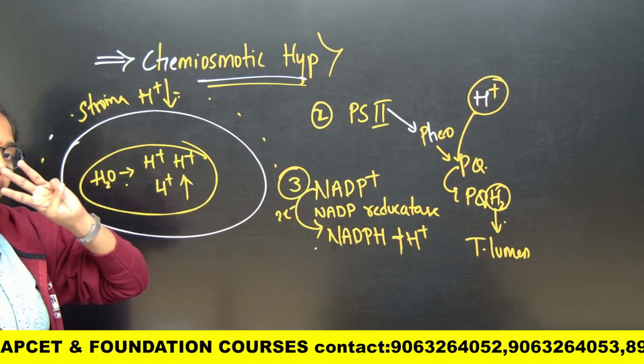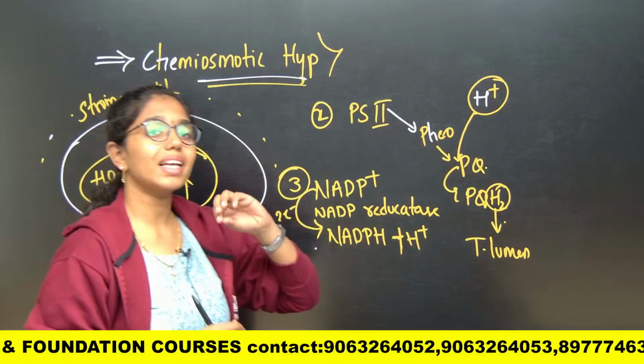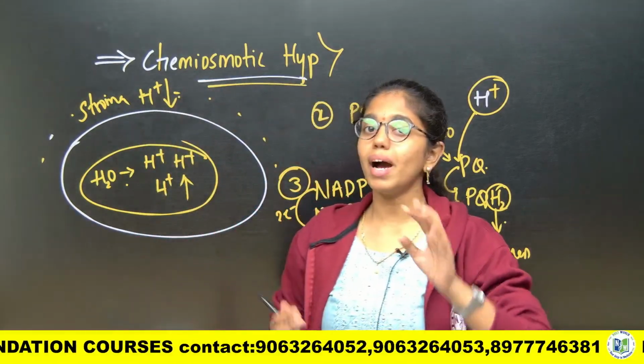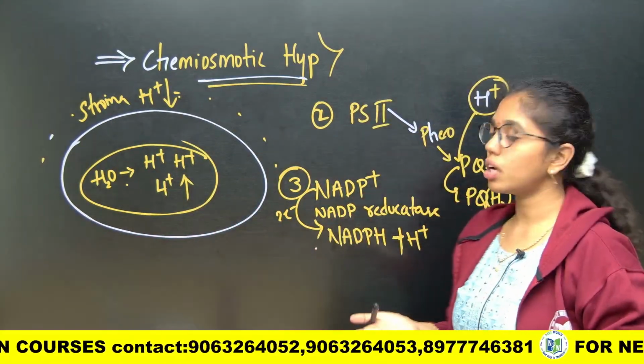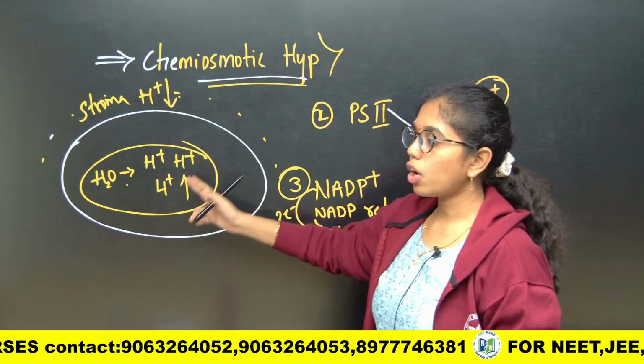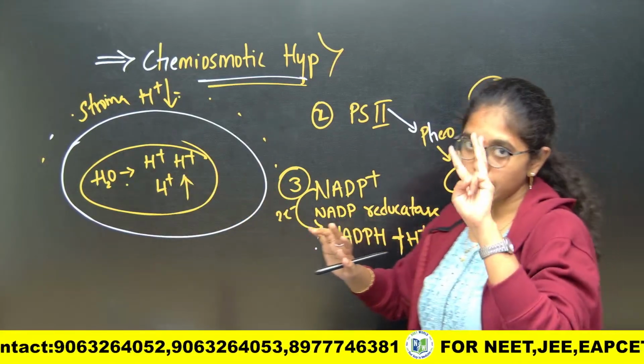So, because of these 3 reasons, the proton concentration gets completely lowered in the stroma, and you can see high proton concentration inside the thylakoid lumen. Clear, right? These are the 3 reasons.